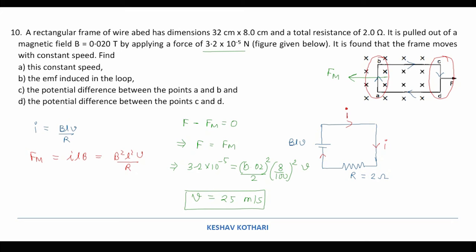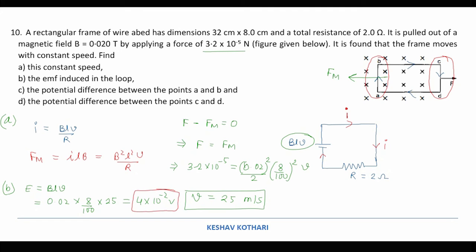Now in the next part we are calculating the value of EMF induced. So the EMF induced is equal to BLV, and hence I can say that this one is the answer to A part. For B part we can simply calculate the value of EMF induced is equal to BLV, where B is equal to 0.02, length is 8 centimeter, 8 by 100, into V, which is equal to 25 meter per second, and the value is calculated as 4 into 10 to the power of minus 2 volt. So this becomes the answer to part B, 4 into 10 to the power of minus 2 volt.